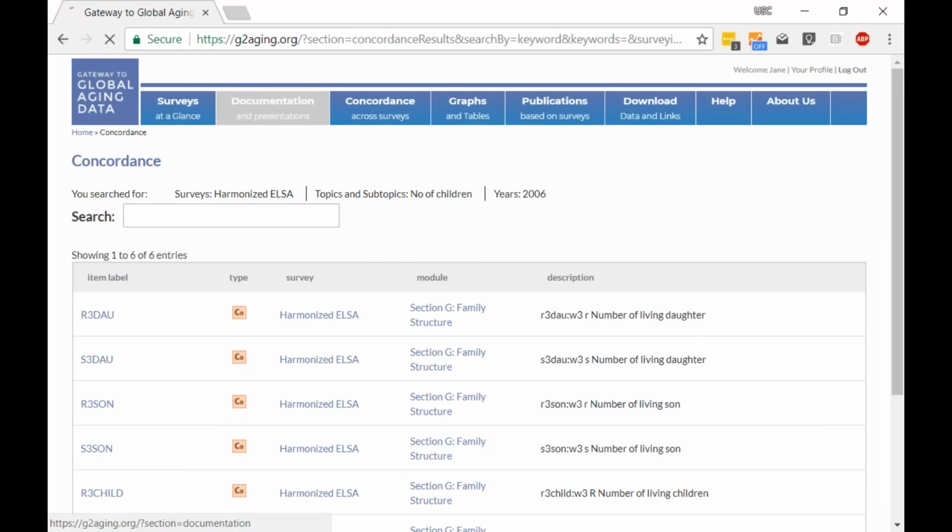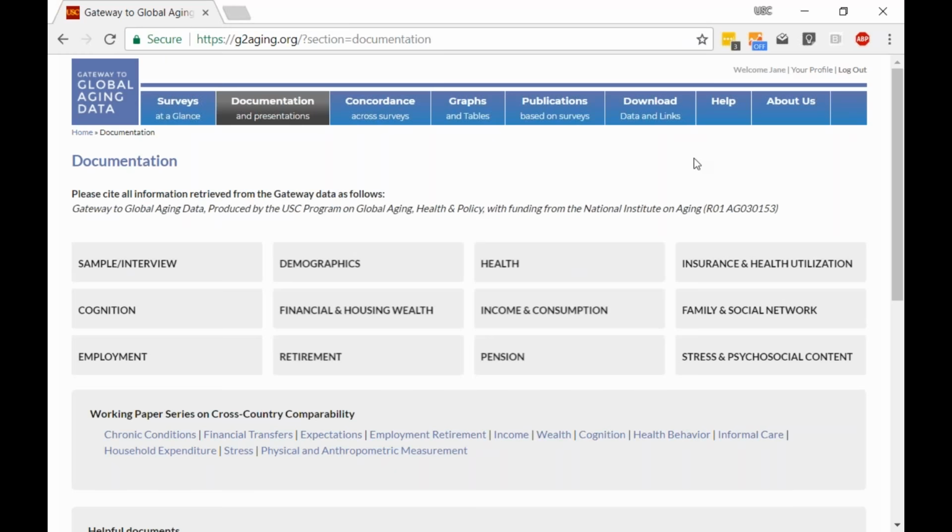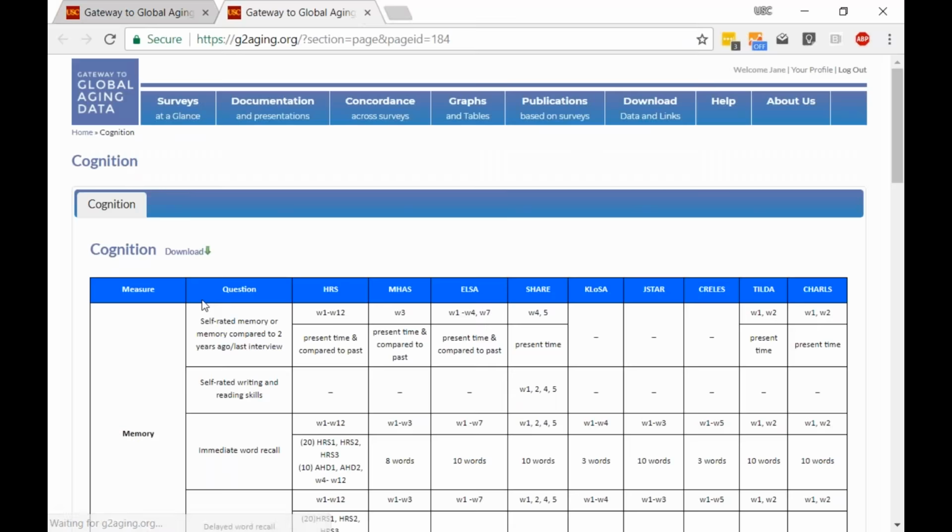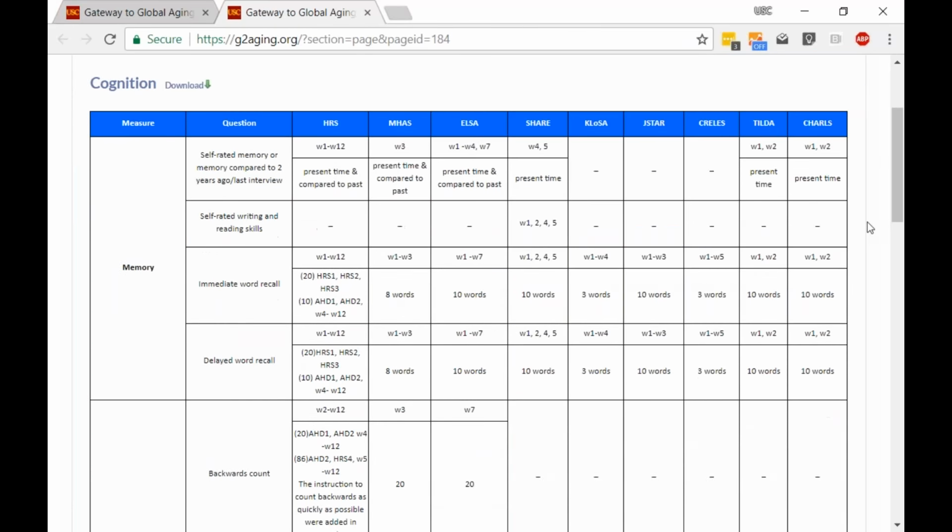So if we click here on the documentation page, first you can see these are our tables. So for instance, let's say that we're interested in looking at cognition. So we can go to our cognition table. And what this does is it lists most of the frequently used cognition questions. So you can see here we have a question about self-rated memory or memory compared to the last 2 years or last interview, self-rated writing reading skills, immediate word recall, delayed word recall. And then you've got information about whether it was asked and if there's any differences about how it was asked.